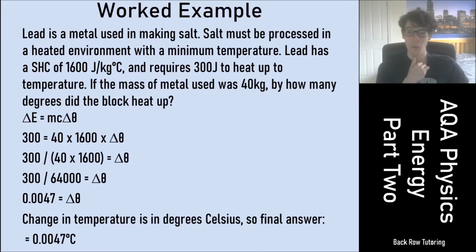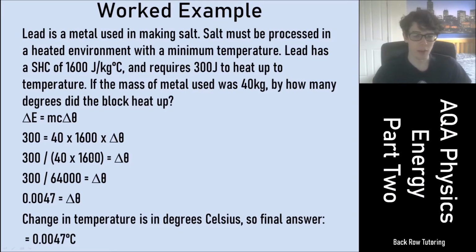What we want here is delta theta, the change in temperature. On this occasion, we have the change in temperature on the right-hand side, and that's what we want to work out. So 300, the change in energy, is equal to 40, because that's the mass in kilograms, multiplied by 1600, the specific heat capacity of the lead. We're going to rearrange this formula slightly. We're going to bring the 40 and the 1600 multiplied together onto the left-hand side, so we're going to divide both sides of the equation by 40 times 1600. So we've done that here.